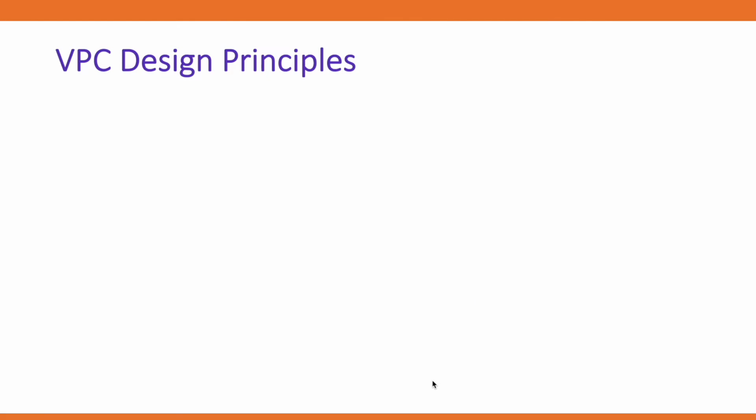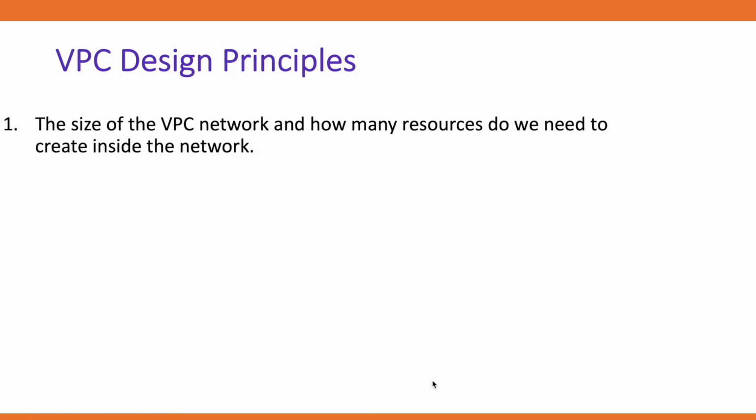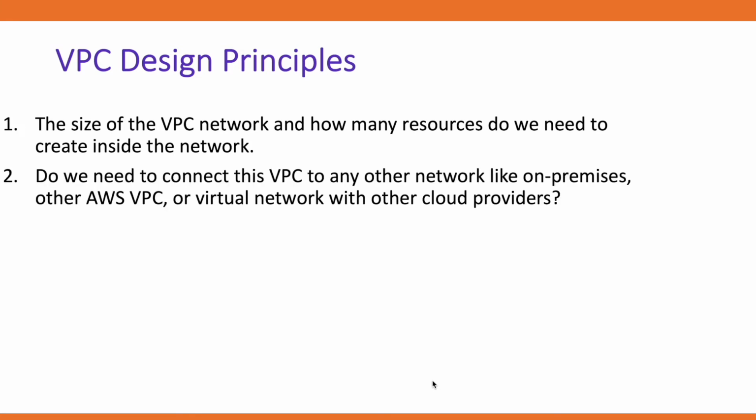Let's discuss VPC design principles. Planning VPC architecture in advance is an important aspect, as once configured, it is very difficult to change later. If needed, we can add additional IP networks to the VPC. A few considerations while choosing or creating a VPC network are the size of the VPC network and how many resources we need to create inside the network. Do we need to connect this VPC to any other network like on-premises, other AWS VPCs, or virtual networks with other cloud providers? What are the future scalability aspects?